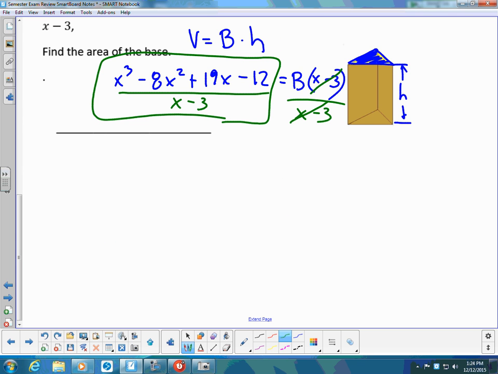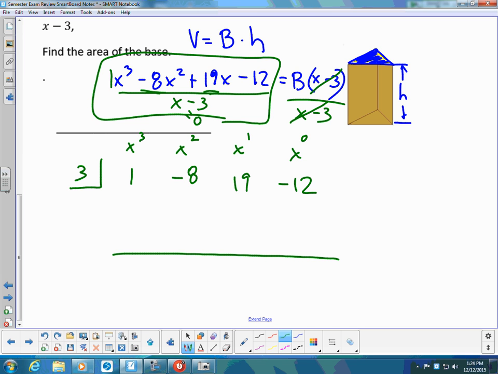So I'm going to take and set this x minus 3 equal to 0. I get a positive 3, so that's the number I'm going to set in the box. And I'm going to put my coefficients, which are 1, negative 8, 19, and negative 12. 1 is my coefficient on x cubed. X squared is a negative 8. My coefficient on x to the first is 19. My coefficient on x to the 0 is a minus 12. I draw a line here. I bring the first number down below the line.